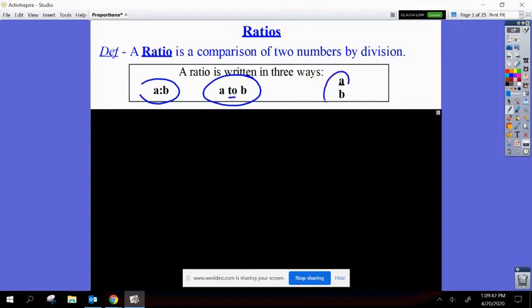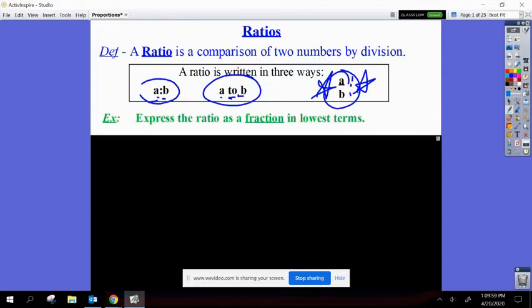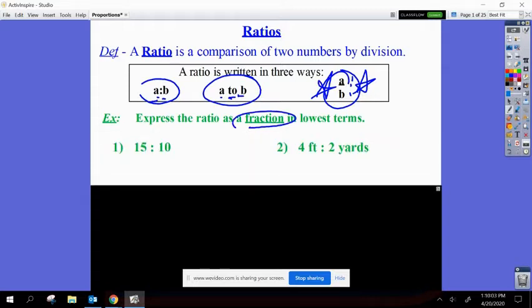Of these three ways, the fraction is the way we're going to use most often because we can add, subtract, multiply, divide, and simplify fractions. In any event, though, they're all said the same way: A to B, A to B, and A to B. If we talk about expressing the ratio as a fraction in lowest terms, we're simply being asked to take this ratio, 15 to 10, write it as a fraction, and then simplify the fraction.